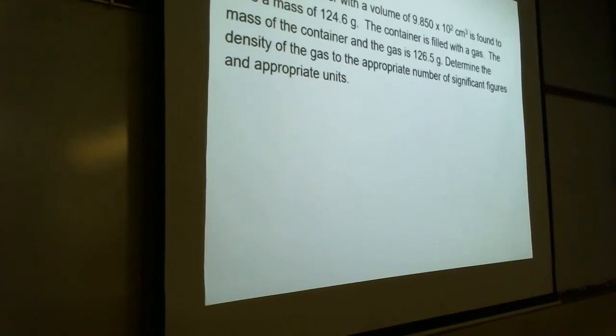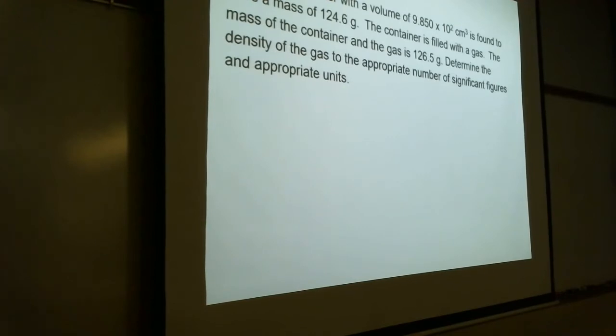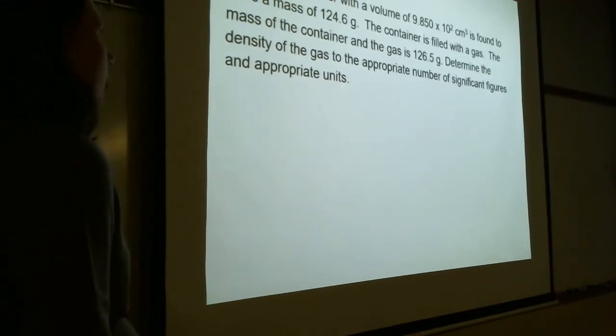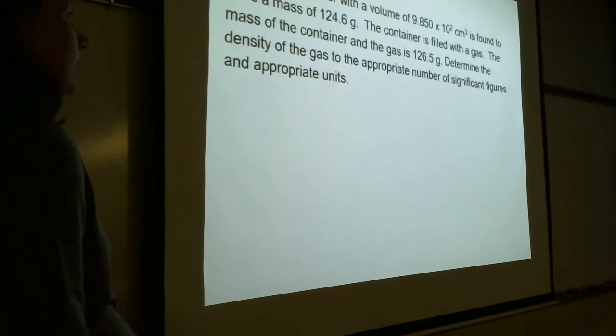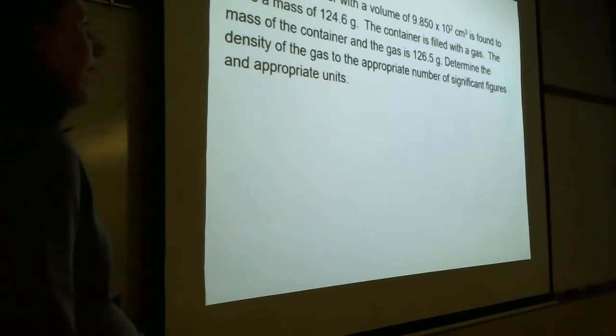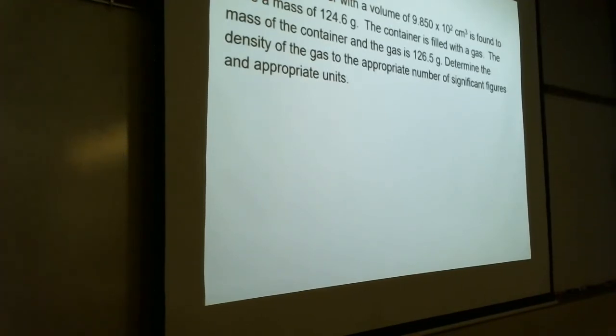Here's another one for you to do. An empty container with a volume of 9.85 times 10 to the second centimeters cubed is found to have a mass of 124.6 grams. The container is then filled with a gas. The mass of the container and the gas together is 126.5 grams. What is the density of the gas with sig fig rules and units? I will pause the recording here.